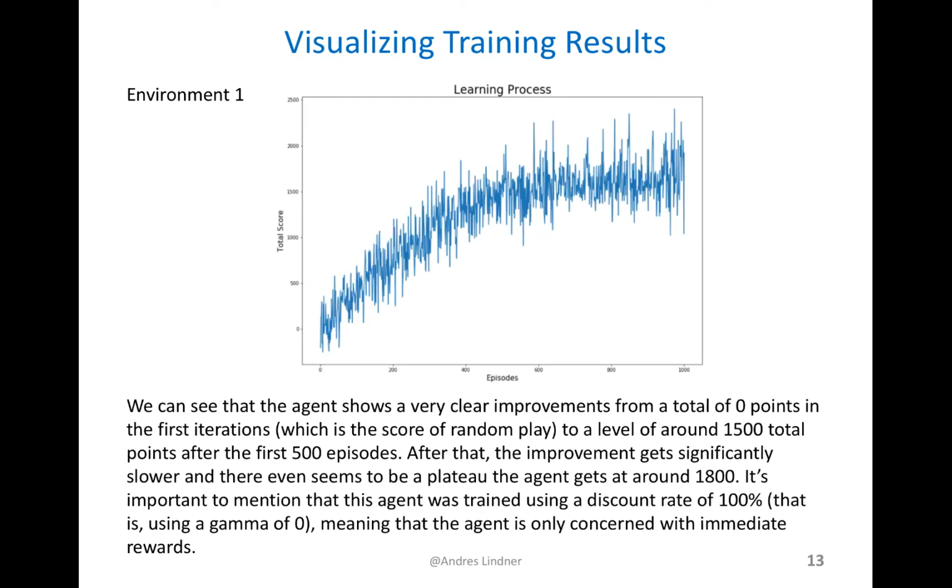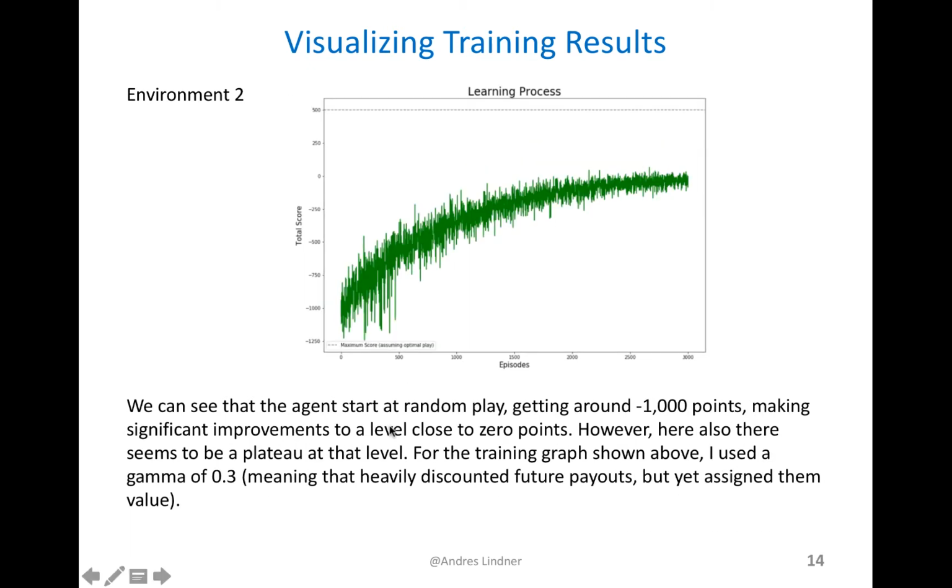Right, so this is environment number one. Environment number two, we have the same thing. We start with around minus 1,000, which is the random play, and then we sort of approximate asymptotically to around 0, I would say, and we get to a sort of plateau. So I would say it's kind of difficult to get to higher levels at this point in this training.